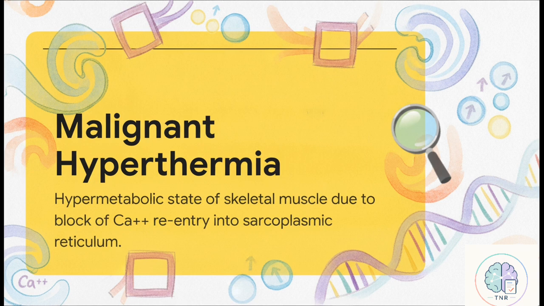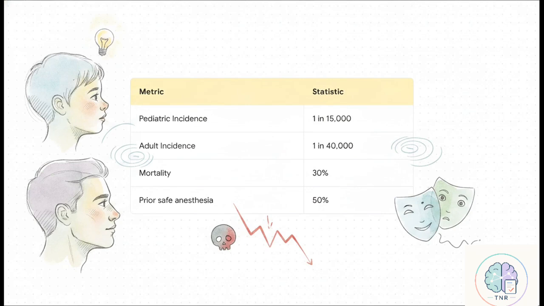This condition is transmitted by a multifactorial genetic predisposition. The end result? The patient's total body oxygen consumption just skyrockets. We're talking 2 to 3 times its normal rate. Let's break down the incidence data, because these numbers really put things into perspective. It's actually more common in pediatrics, hitting about 1 in 15,000 anesthetic administrations compared to 1 in 40,000 for adults. The mortality rate is staggeringly high at 30%.